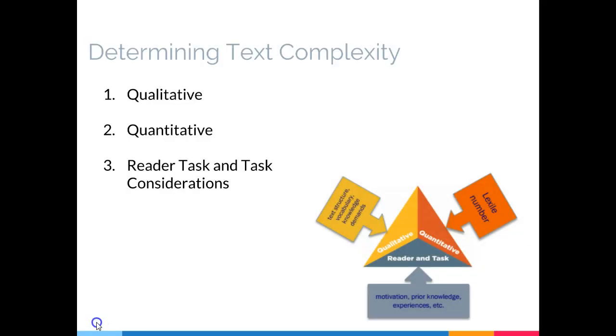Let's dive into how we determine text complexity. Well, there are 3 major ways. We have the qualitative way, the quantitative way, and reader and task considerations. Qualitative is where you're asking yourself, does the text offer ideas or information that furthers students' understanding of a topic? As a teacher, is the text appropriate for the task you're asking them to achieve? So you're also looking at things like text structure, vocabulary, and the knowledge demands that I spoke to before.